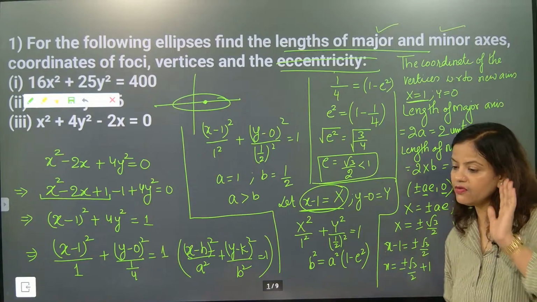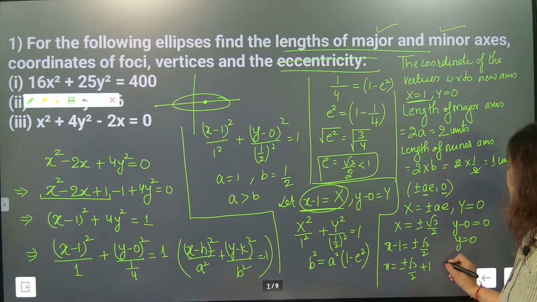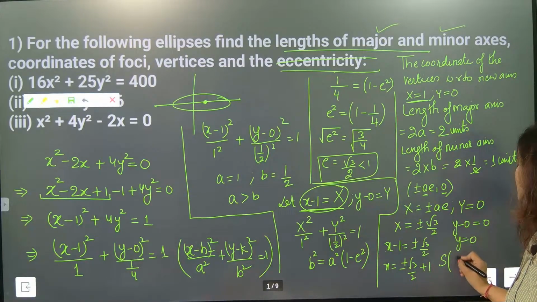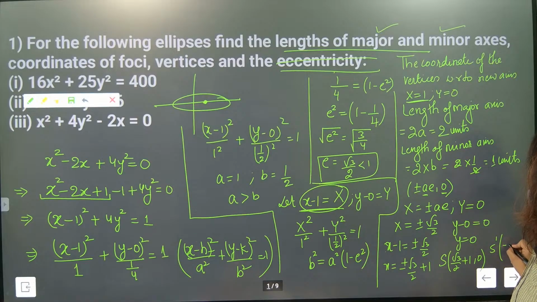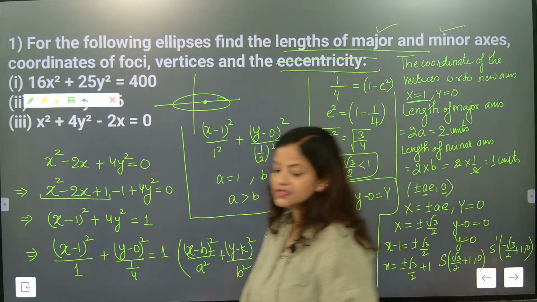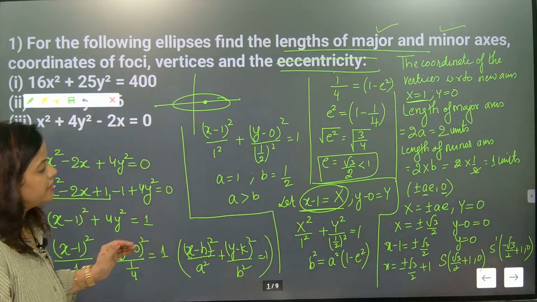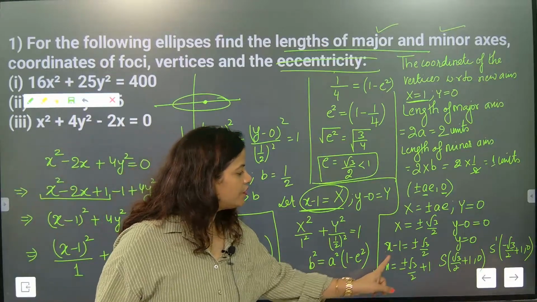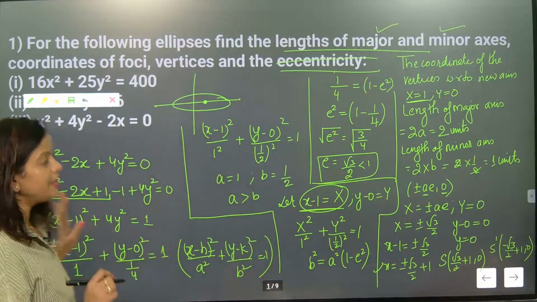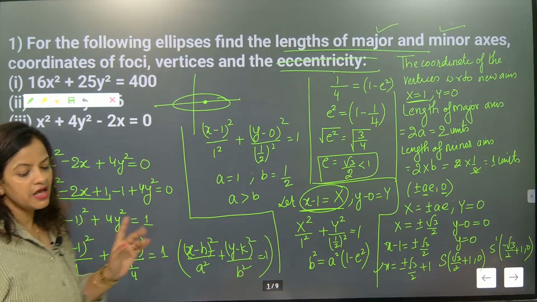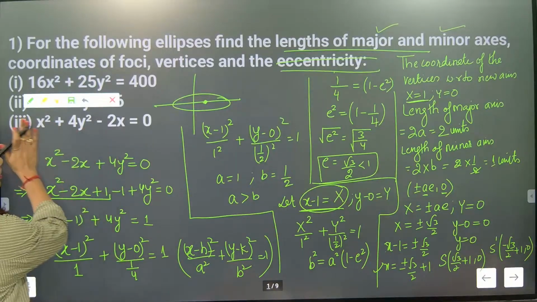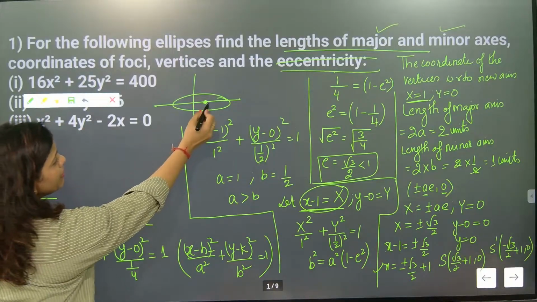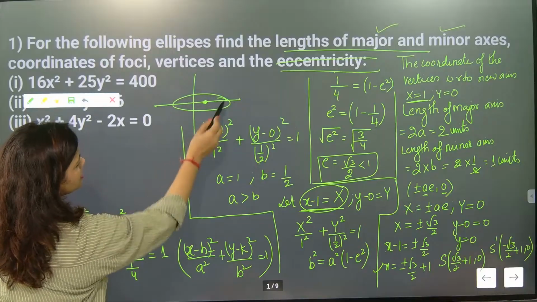So what is our final focus? Our final focus, one point S, will become root 3 by 2 plus 1 comma 0, and S dash will be minus root 3 by 2 plus 1 comma 0. Understood? This is exactly the statement and the way to proceed to the answer. So this is the x value we got, and S and S dash, the foci, we got. Now we have to find the last part, and that is the vertex.